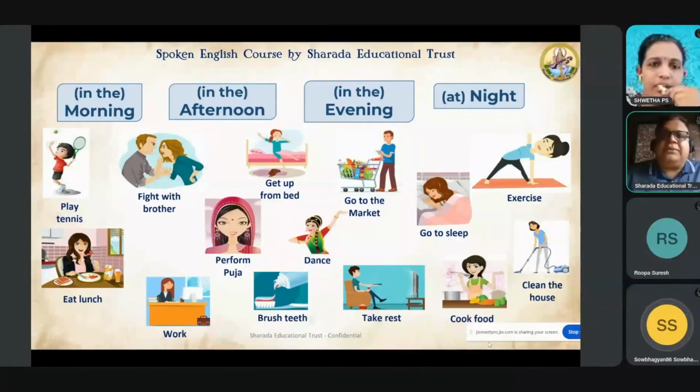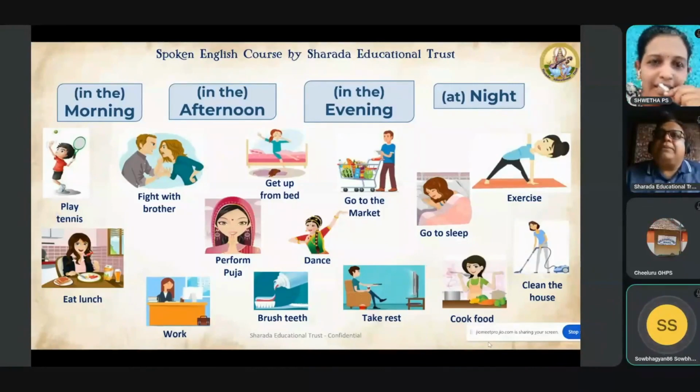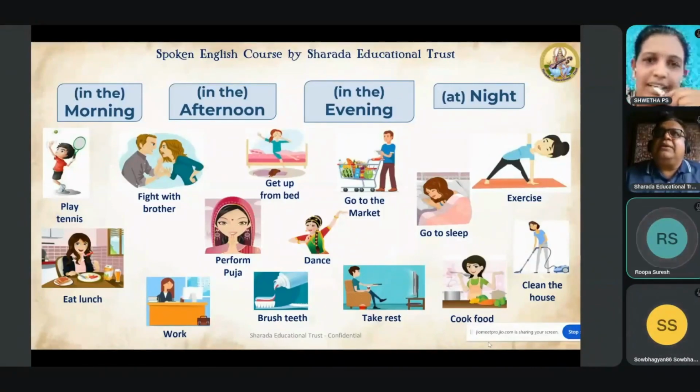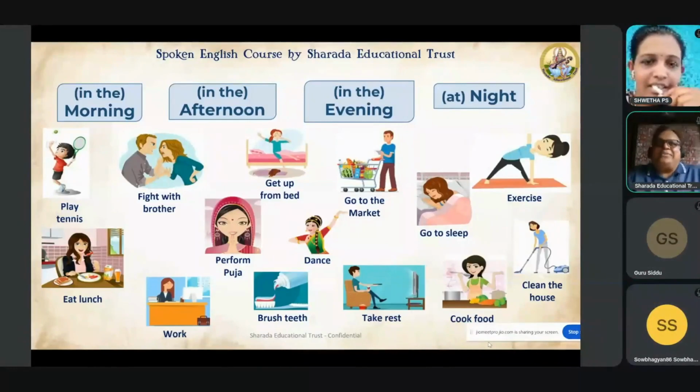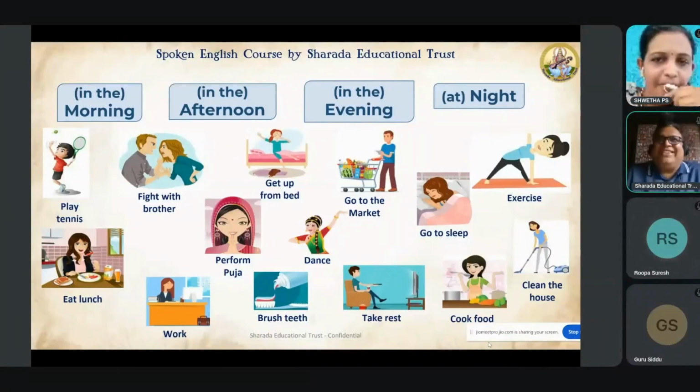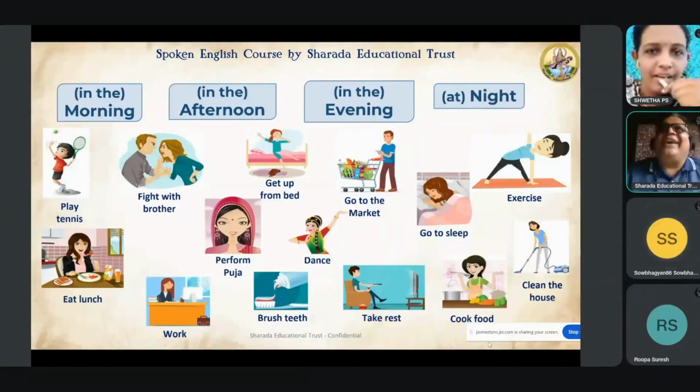Shweta, can you tell 2, 3 very quickly? Sir, I brush my teeth in the morning and night. I eat my lunch in the afternoon. In the evening, I cook food. Okay. I was trying to find mistakes from you, but I could not. I could not find any mistakes.